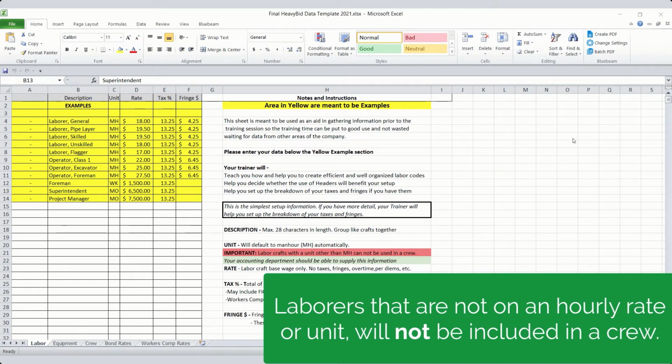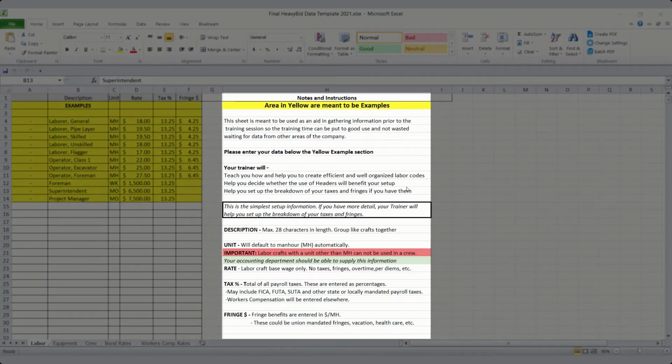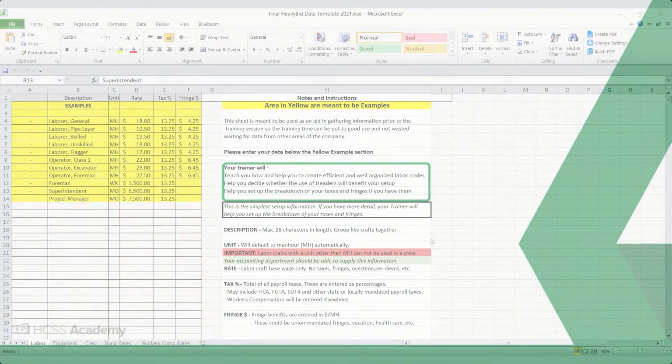Your trainer is going to explain all this in far more detail. But just so that you know, the majority of what you come up with is going to be on an hourly basis. So be sure to read the notes over here on this side of the page to see what the trainer is going to help you with. But we're trying to keep this as simple as possible to make your life as easy as we can.